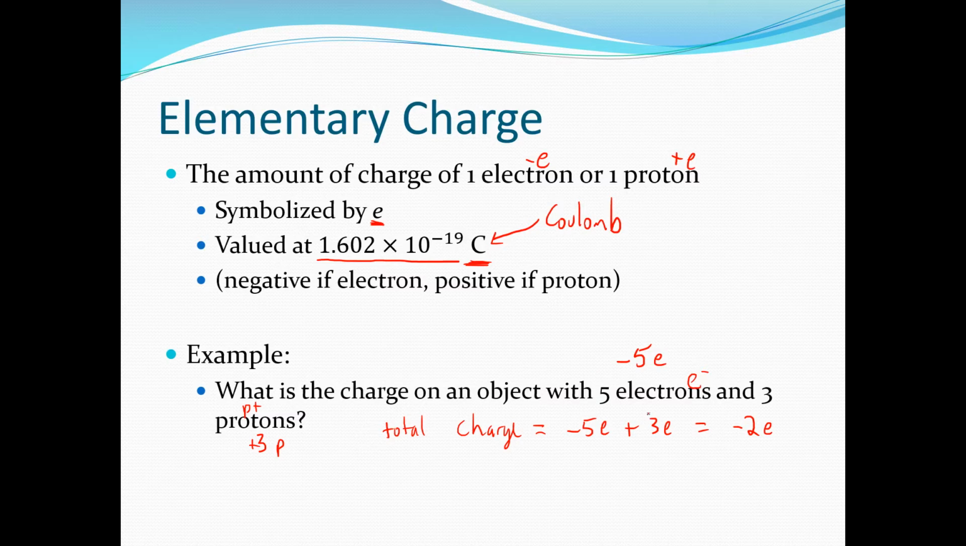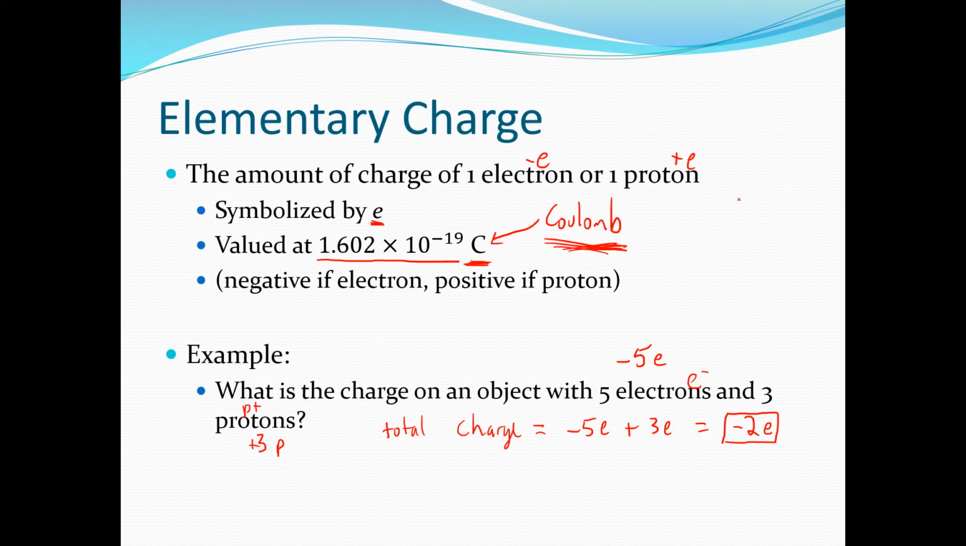As long as you're discussing just protons and electrons, you can stick with this definition of total charge and keep everything in terms of elementary charge. But if you're dealing with more than small numbers of protons and electrons, for example an actual electric current, then we have to define charge in terms of the Coulomb.